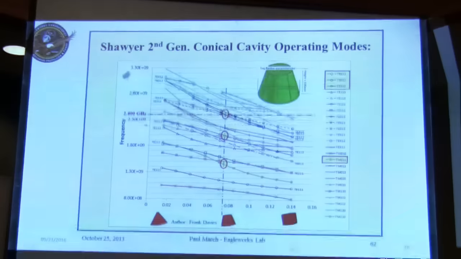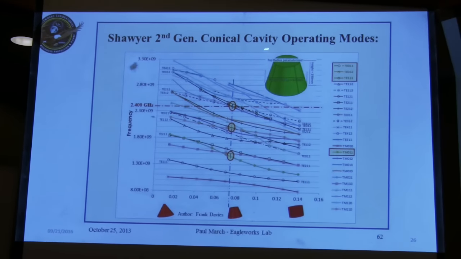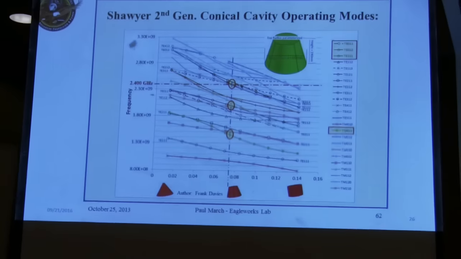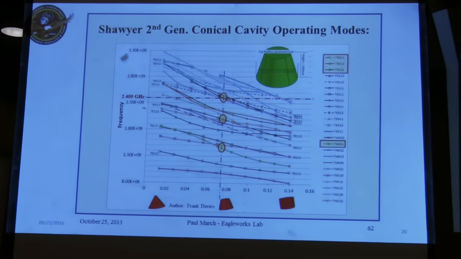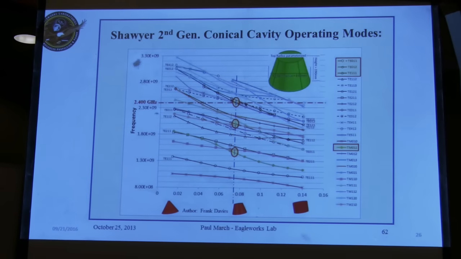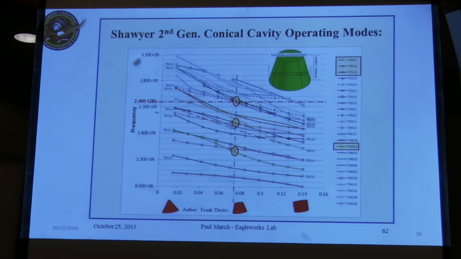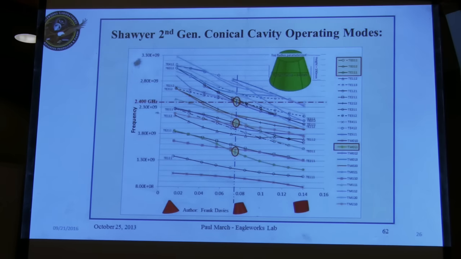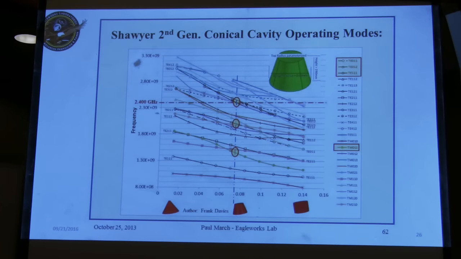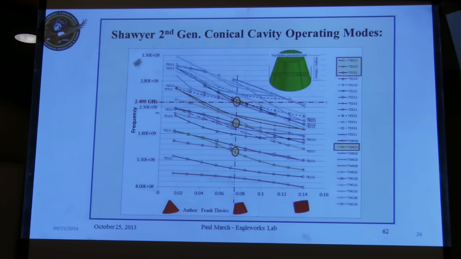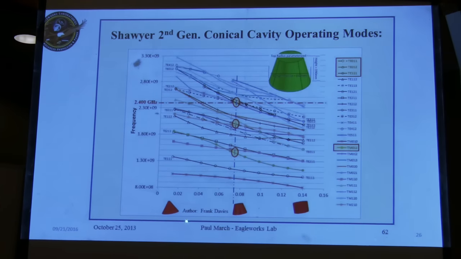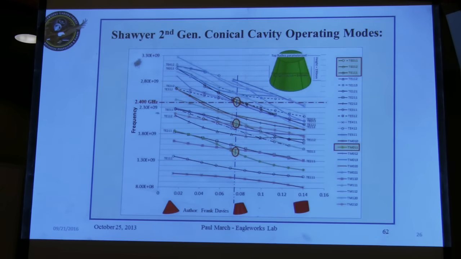All right, this is a typical output from COMSOL. Frank Davies looked at, I did a photo analysis of Shawyer's second generation dynamic test article. That's where I came up with the dimensions, 11, 6 1/4, 9 inch. And then we had Frank model this, varying the small end of the cavity, just to look at the resonant modes and the resonant frequencies, versus the very pointy end versus a cylinder. And we basically just said, we'll just end up in the middle. So this is what we built.